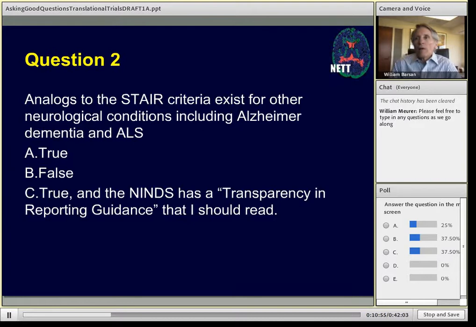This one's probably even less tricky than question number 1. So analogs to the STAIR criteria exist for other neurological conditions, including Alzheimer's, dementia, and ALS. True, false, or C?